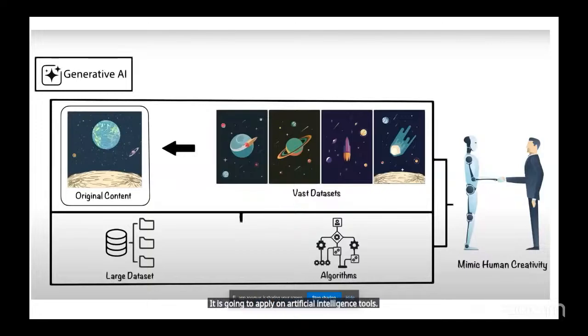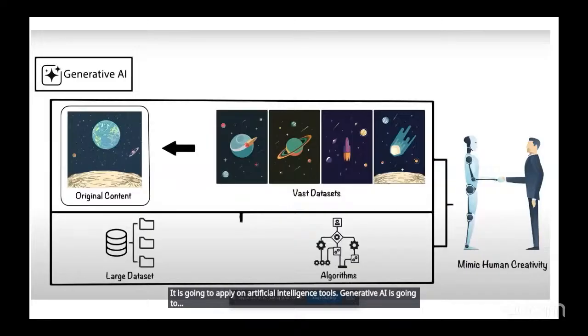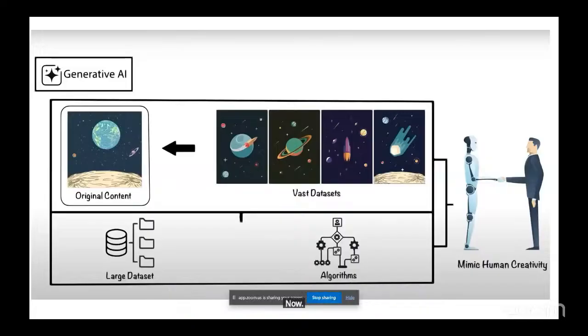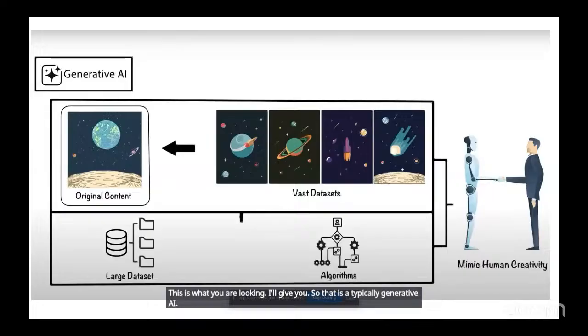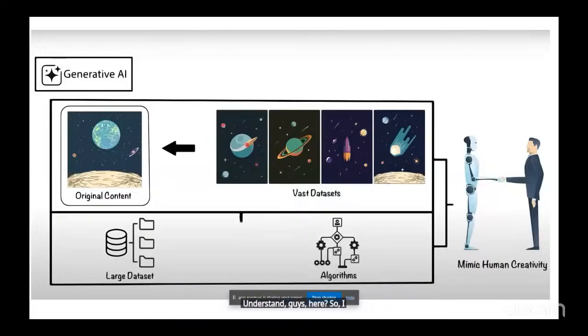Generative AI is going to think like a human. Oh, this guy is asking about a space station. Now, what data do my LLMs have related to space stations? It will apply some algorithms on a large set of data with a lot of large language models and GPUs. And finally, it says, hey, this is what you are looking for, I'll give it to you. So that is typically generative AI. Understand, guys, here?